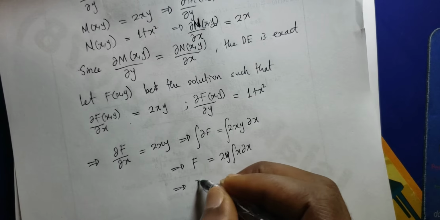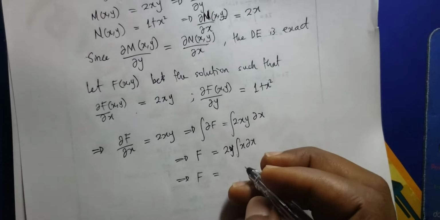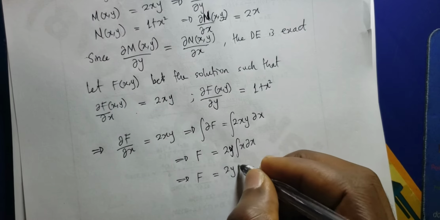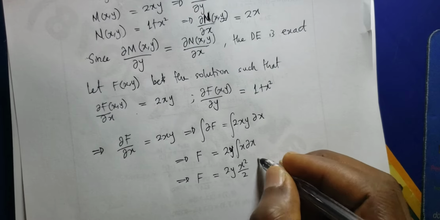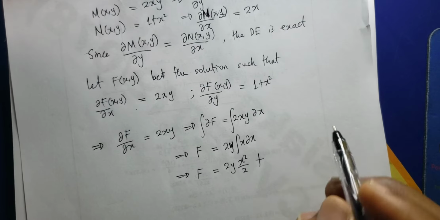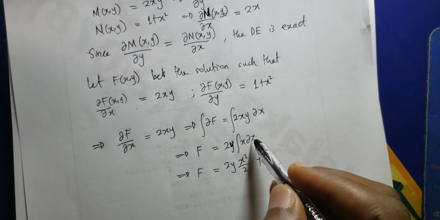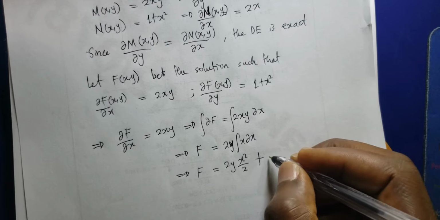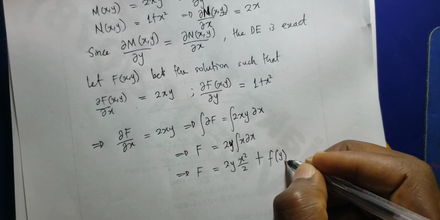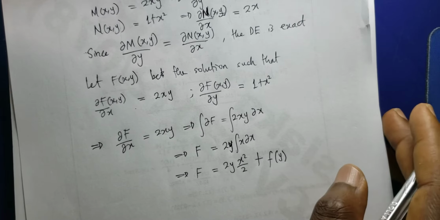Then from here we have f to be equal to 2y, then this is x squared over 2 plus, so normally when you integrate you should have some constant of integration, but in this case you are integrating partially with respect to y, so you would not have exactly a constant. You're going to have a function that depends only on y. So what's the idea behind this?